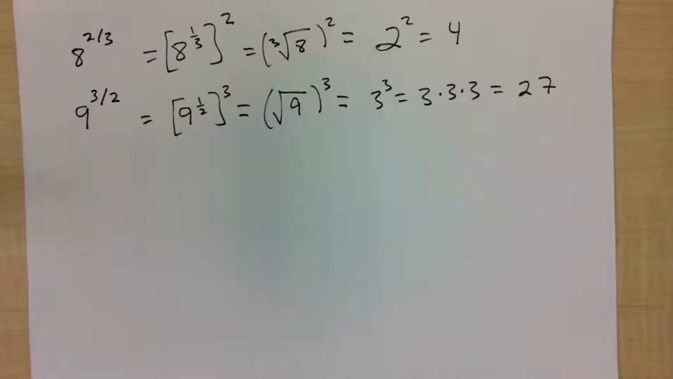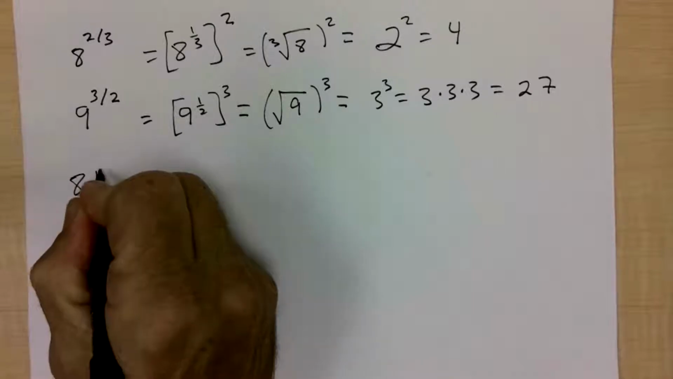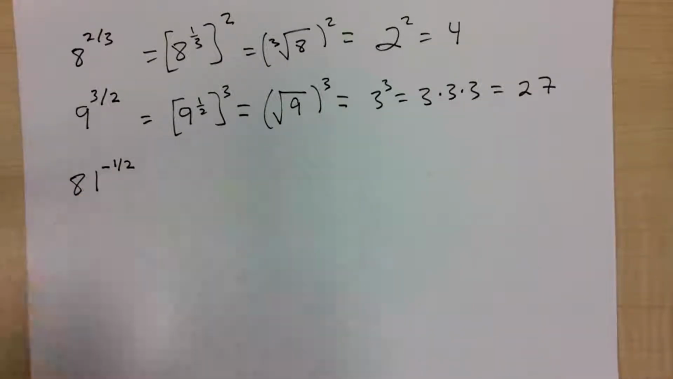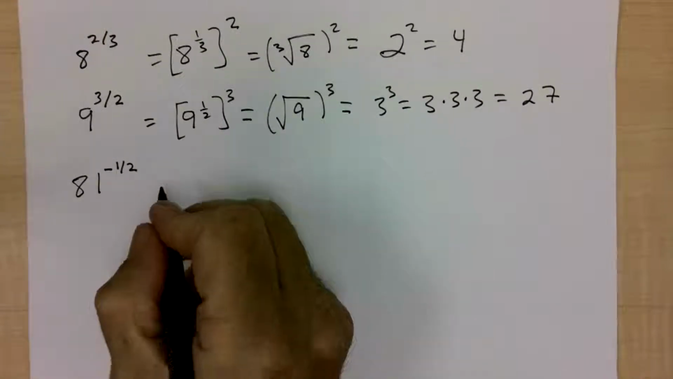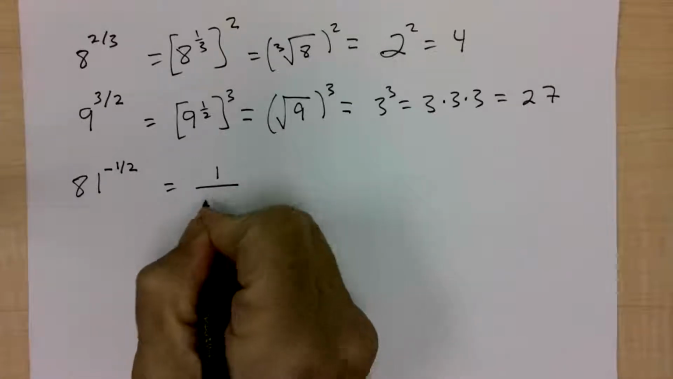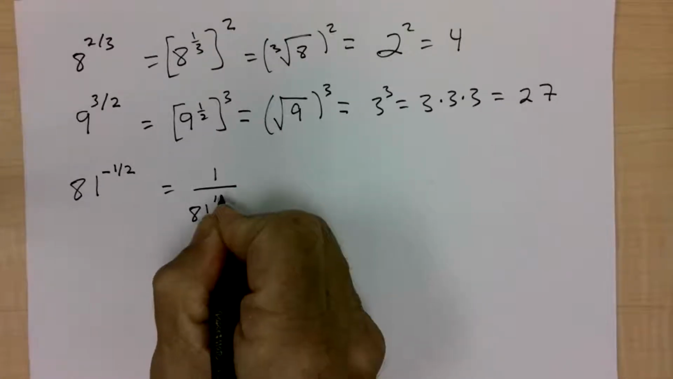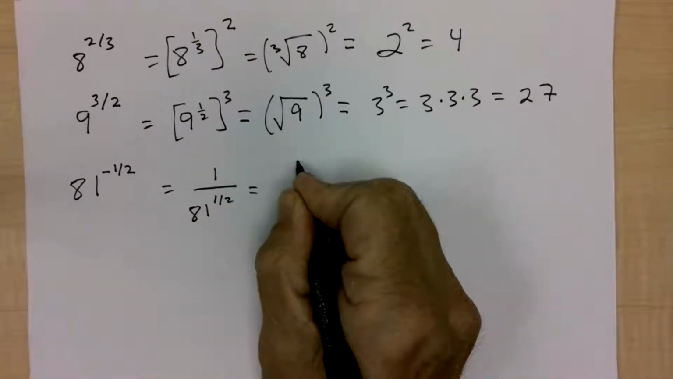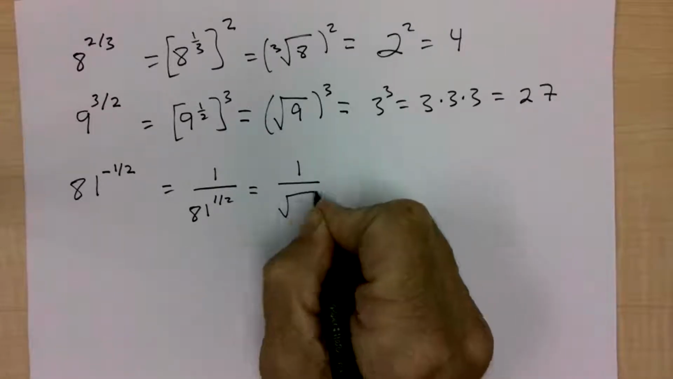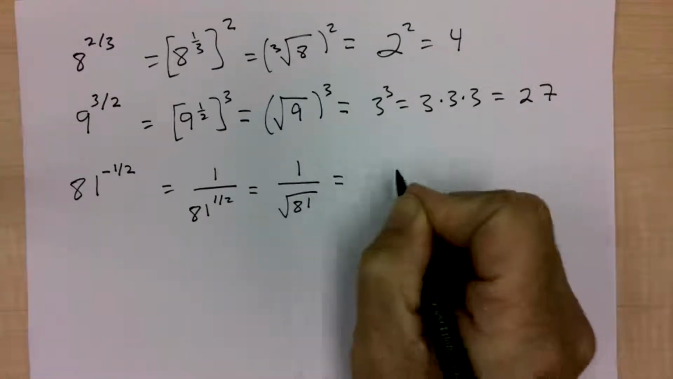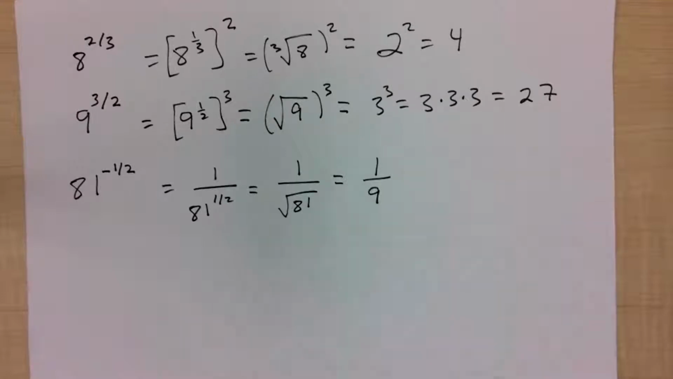We could have a situation like this, where I have 81 to the negative 1/2. So we need to think about what that means. That means 1 over 81 to the positive 1/2, which means 1 over the square root of 81. Square root of 81 is 9, which gives me 1 over 9.